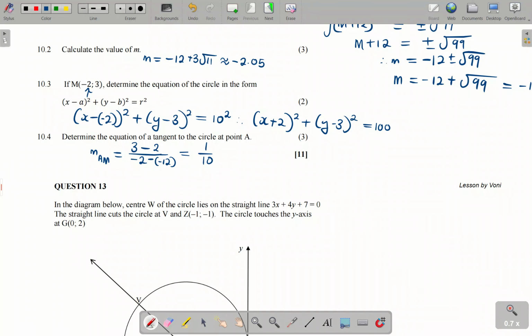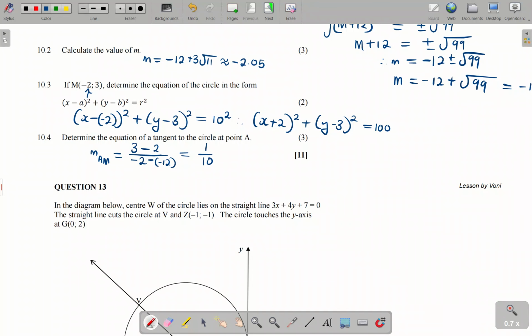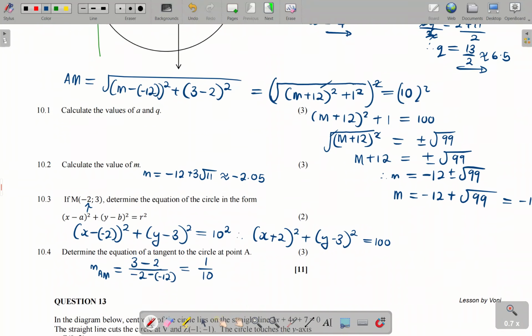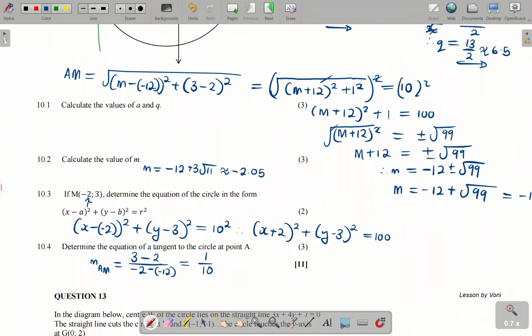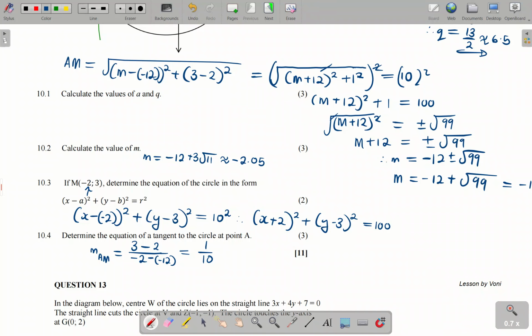What was that? 3 minus, let me go back there. This is y2 minus y1 over x2 minus x1, okay? And then over 2 minus 2, let me see, 2.05 minus 12. Just want to check something. Okay, still the same thing. So now this is the gradient of what?